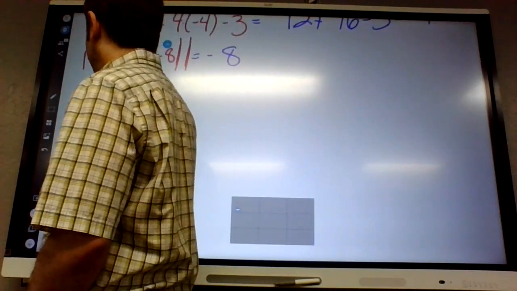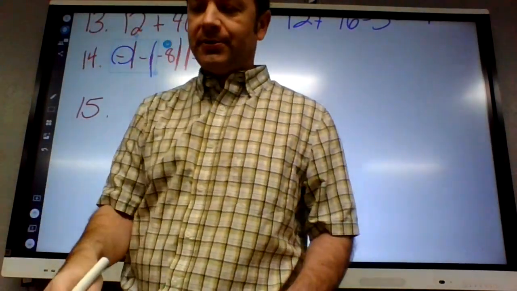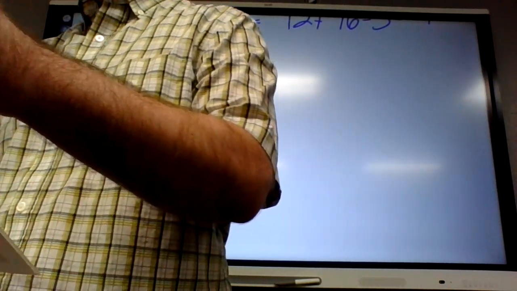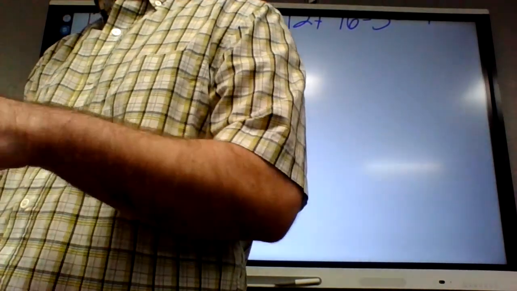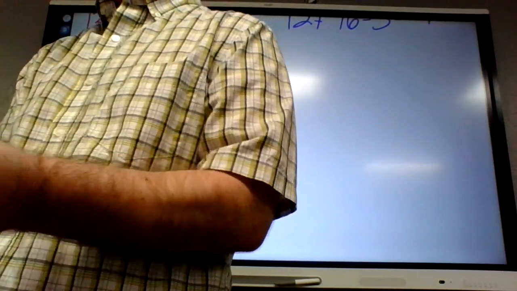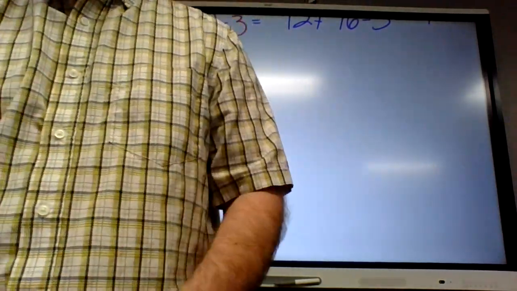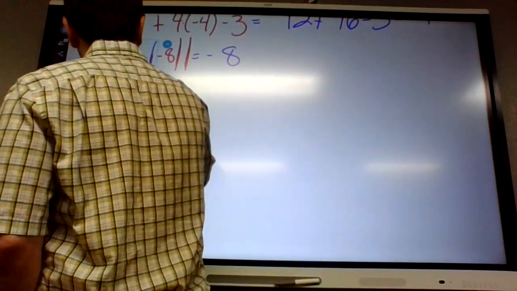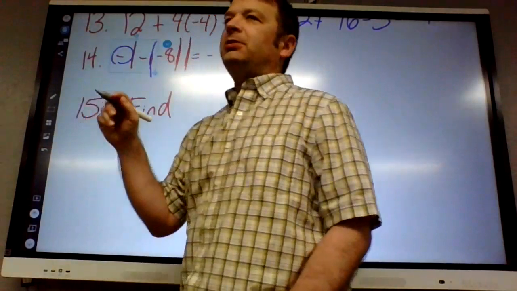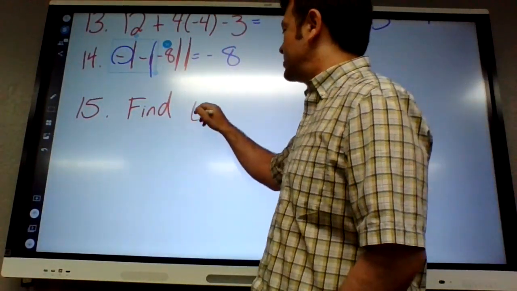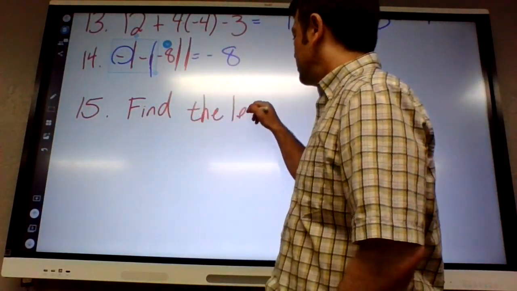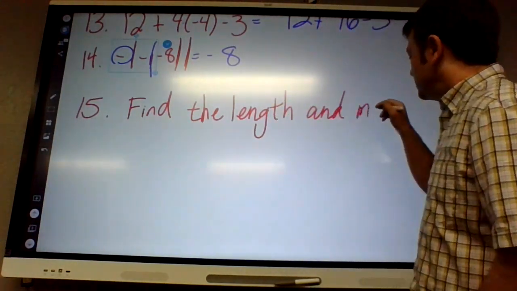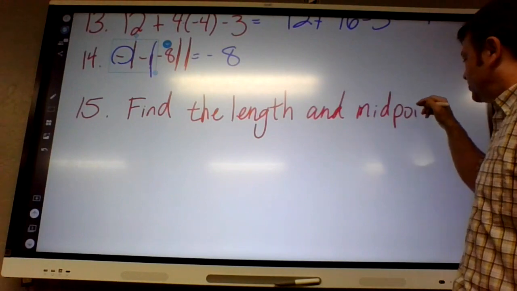Okay, that's page 1. So that means you can start using your calculators now. Okay, 15. This one might be a problem that some people will need to study. Kind of 2 problems in one.